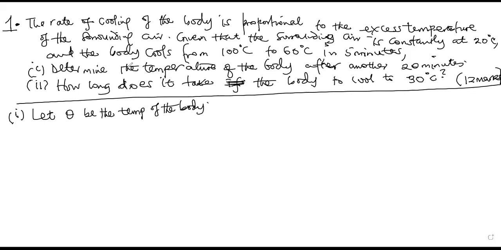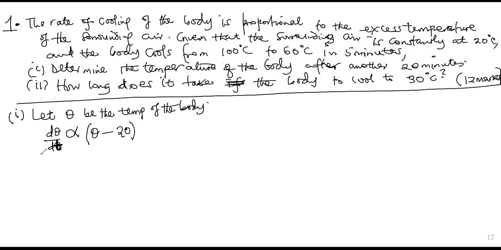Then now we go back to the question and revise it. They are saying that the rate of cooling, when they say the rate of cooling, it means the temperatures are reducing. So the rate of cooling, we denote it as d theta by dt, is proportional to the excess temperature of the surrounding air. What is that excess temperature? That excess temperature is equal to the temperature of the body minus the surrounding air temperature, which is 20.